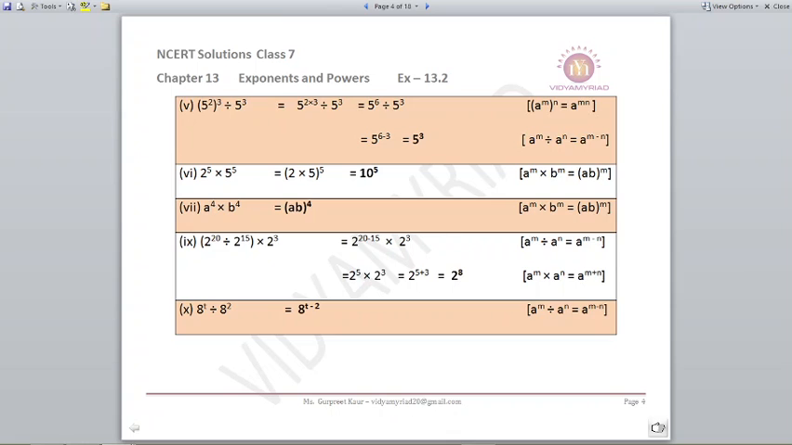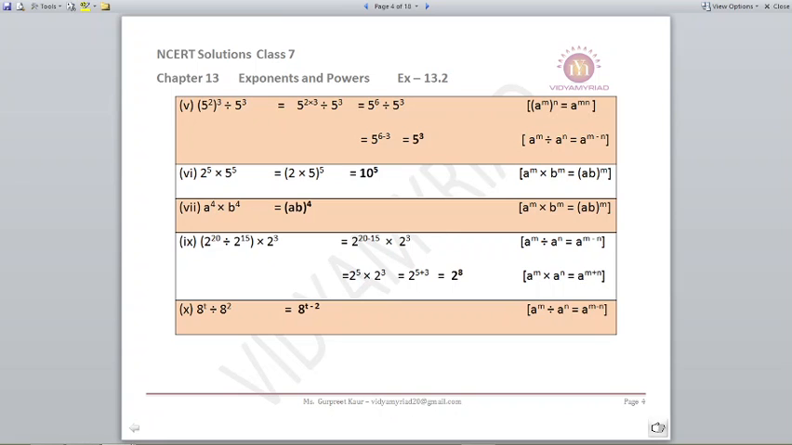Next, 2 raised to power 20 divided by 2 raised to power 15, multiply by 2 raised to power 3. So the first case is a division case, bracket case. We will open the bracket by subtracting the powers. So it becomes 2 raised to power 20 minus 15 multiplied by 2 raised to power 3, which will give you 2 raised to power 5 multiplied by 2 raised to power 3. So in this case, base is the same, so add the powers. So it means 2 raised to power 5 plus 3 gives you 2 raised to power 8.